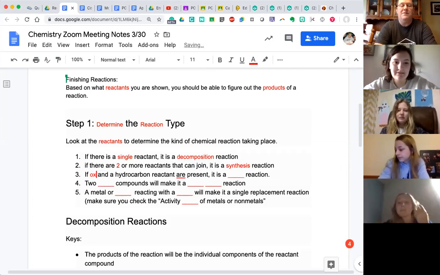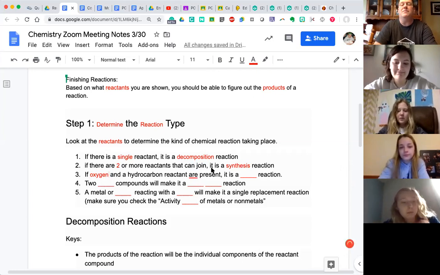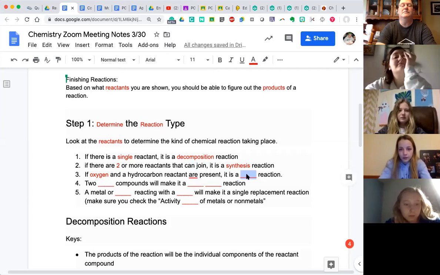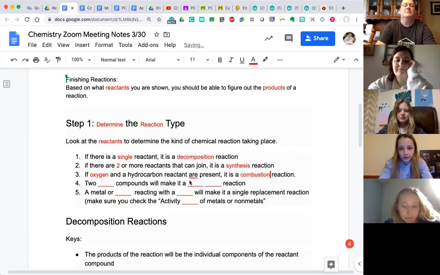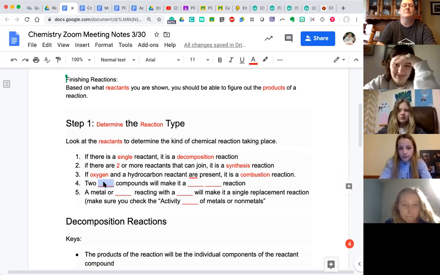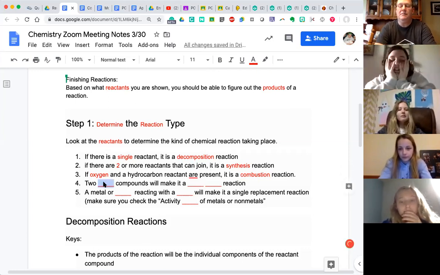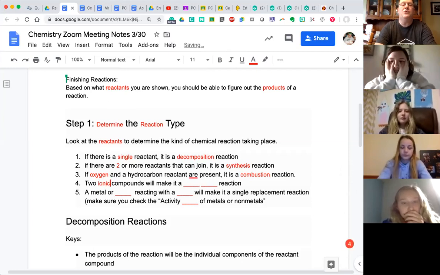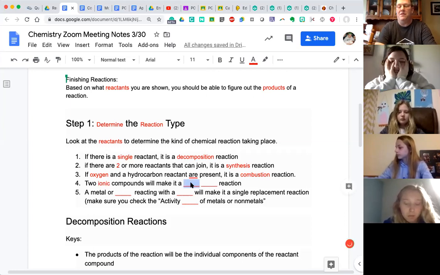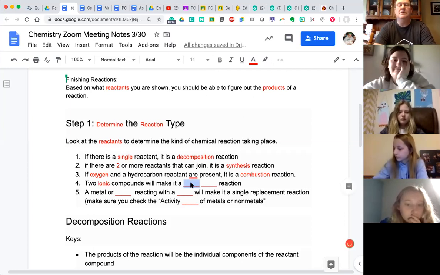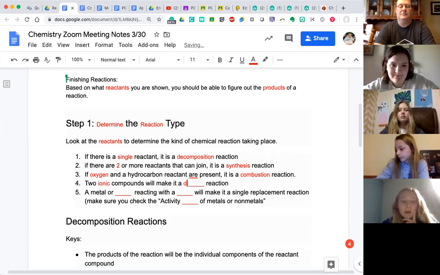Okay, third type. If it's oxygen and a hydrocarbon, then Lexi, it's a what? Combustion. Right? If it's two ionic compounds, then mainly it's going to be a what? Double replacement. Yep.